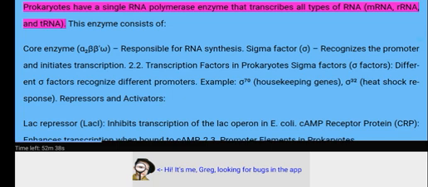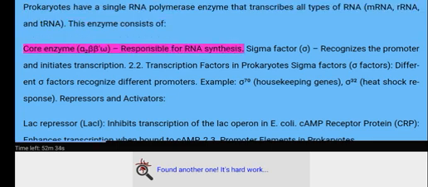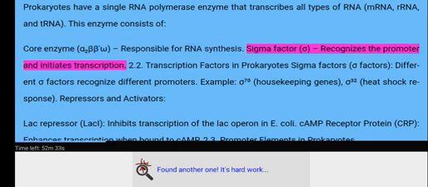Prokaryotes have a single RNA polymerase enzyme that transcribes all types of RNA: mRNA, rRNA, and tRNA. This enzyme consists of the core enzyme α, β, β′, ω, responsible for RNA synthesis. Sigma factor σ recognizes the promoter and initiates transcription.